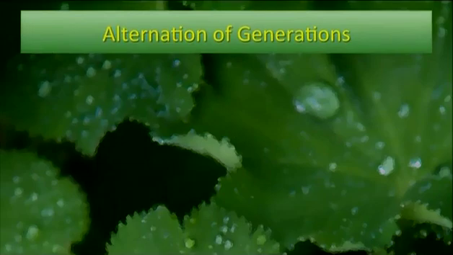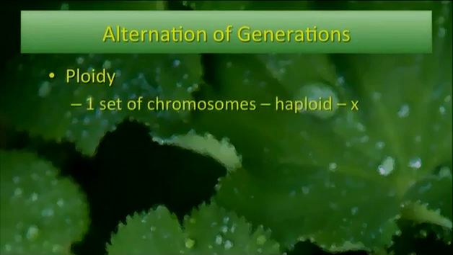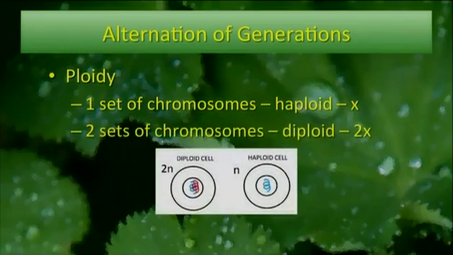Now, the alternation of generations. We have ploidy, which means that you have different sets of chromosome numbers. If you have one set of chromosomes, you have the haploid number, or X. If you have two sets of chromosomes, like we do in our body cells, we have the diploid number, or 2X. So here's a diploid cell with two sets of chromosomes. Here's a haploid cell with one set of chromosomes.